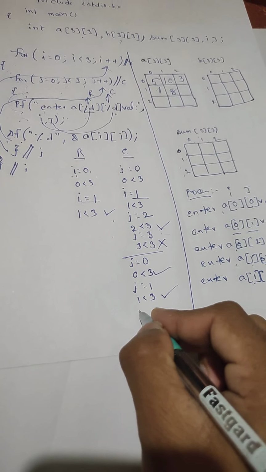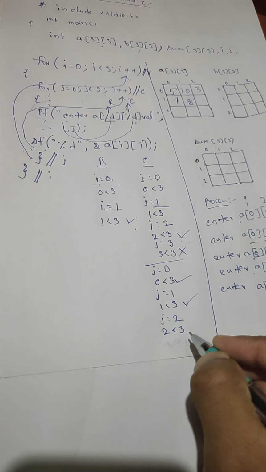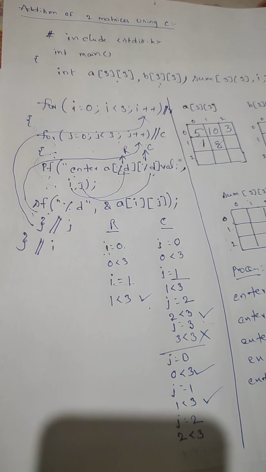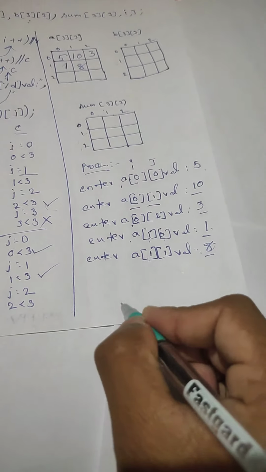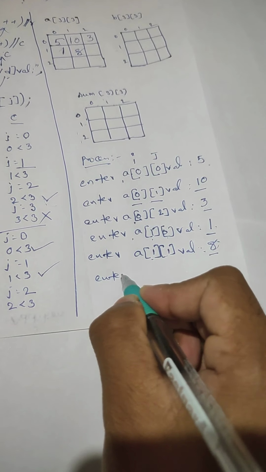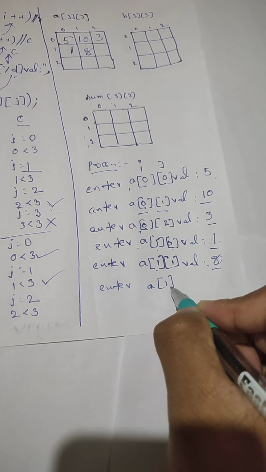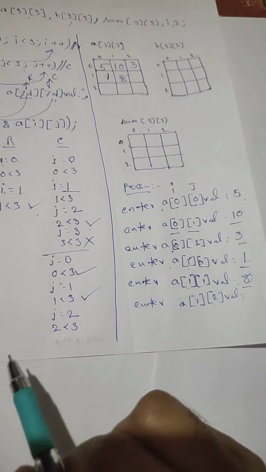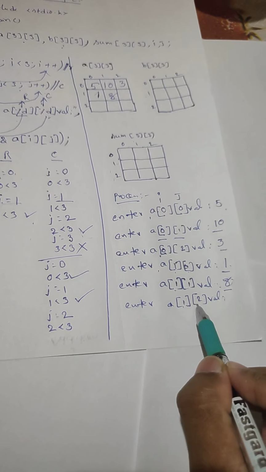And after that again j++. J++ means the j value becomes 2. Check the condition: the j value is 2, and 2 less than 3. The condition is true. Then again the printf statement is executed. In that case, the printf statement is displayed like this: Enter a of i, where the i value is 1 and the j value is 2. So enter a of 1 2.